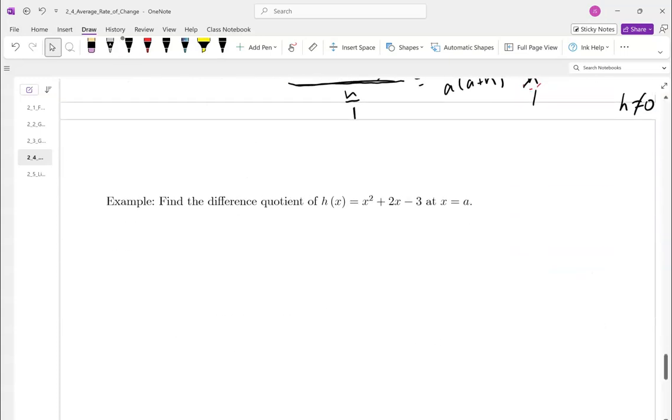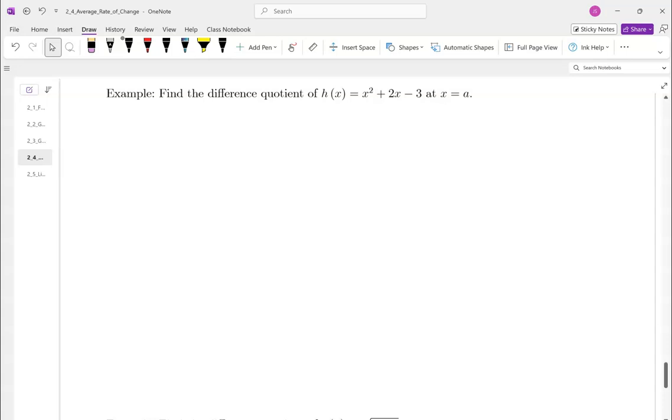Work on the next one for a minute, and then we'll chat about it. And then we'll do the last one together.